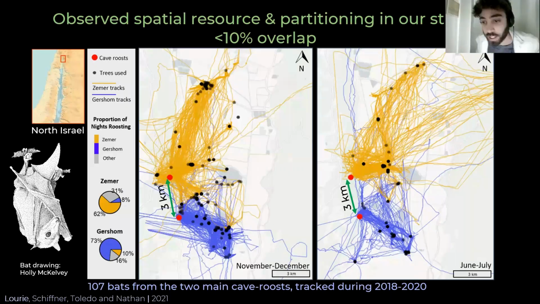And this is what we saw if we summarize all the tracks, at least for two main seasons. This would be winter on the left and summer on the right. And you can see that those two colonies separate in space, as we said before, and we calculated the overlap between them to be less than 10%. And you can also see on the pie charts on the left that not only do they separate in space, they are very faithful to their colony. So they keep coming back night after night to the same colony. You can see here for Gershon, the bigger colony, 73% of the nights they came back to Gershon, and only 10% they moved from Gershon to Zema, so very rare occasions.